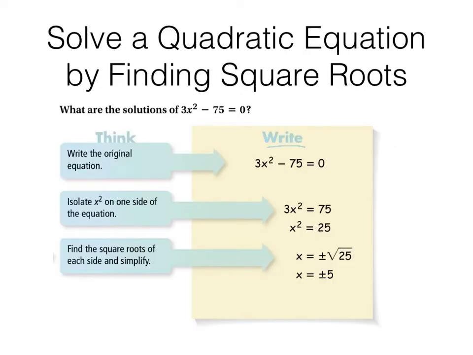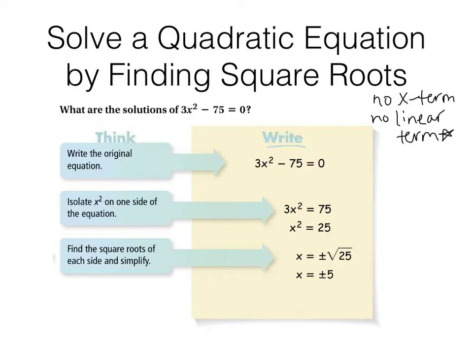Let's start with solving a quadratic equation by finding square roots. So here's our original equation: 3x squared minus 75 equals 0. And please note there is no x term, or no linear term. That's the key to these. You can't use this method if there's a linear term.